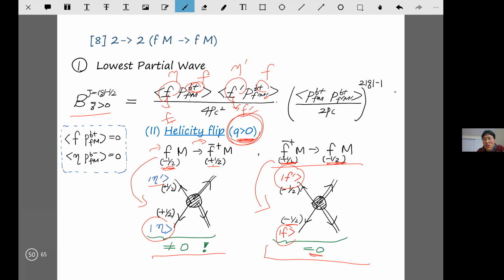Okay, so with that, because I'm going over time, I was going to talk about the higher partial wave, but let me leave that for now, and I'll come back if someone is interested. And with that, let me just conclude.